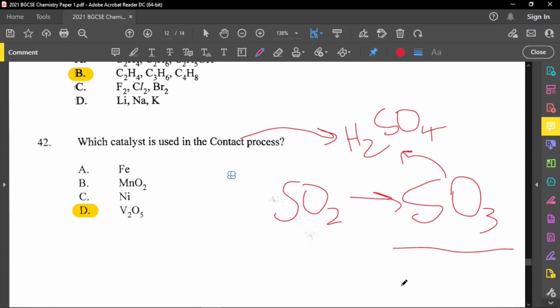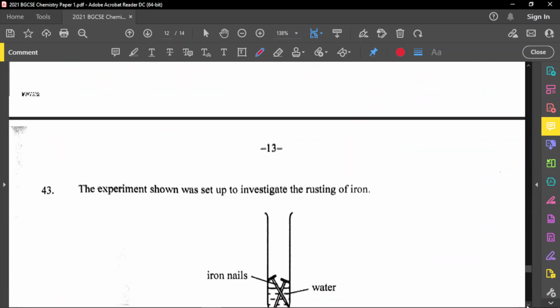However, it's not going to be concentrated. It's going to be a little dilute. So you could actually do the process by extracting water and so on, to make it concentrated. So it's not just easy like that, right? So this is the contact process here. All right, so vanadium is used to oxidize this to this, then the sulfur trioxide can turn into sulfuric acid. All right, that's the contact process.